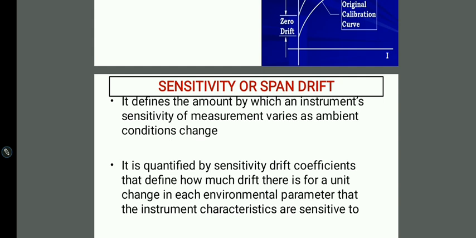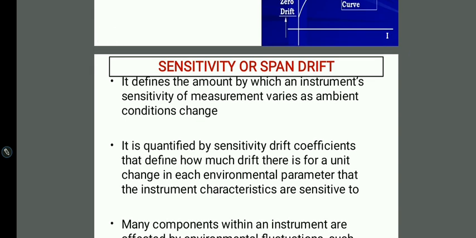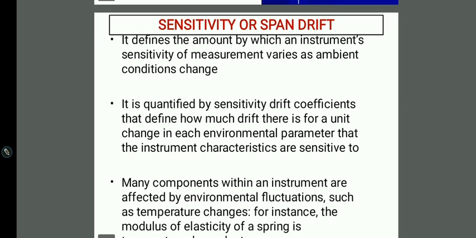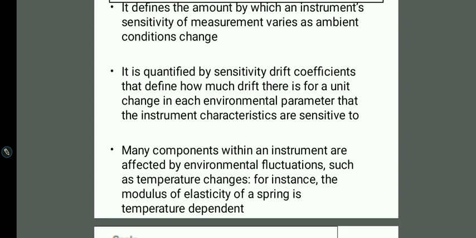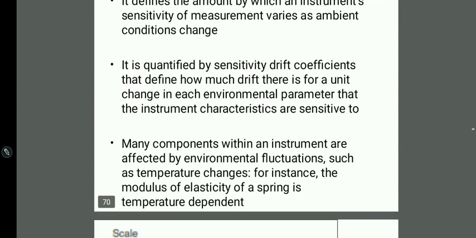Every instrument's characteristics are sensitive to some environmental parameters. So the sensitivity drift is quantified by sensitivity drift coefficients, dependent upon each environmental parameter that a particular instrument characteristic is sensitive to. Many components within an instrument are affected by environmental fluctuations such as temperature changes. For example, the spring modulus of elasticity may be affected by a change in temperature. The spring is used as a basic component of almost all mechanical measuring devices. So when the modulus of elasticity of the spring changes, that causes sensitivity drift of the instrument.